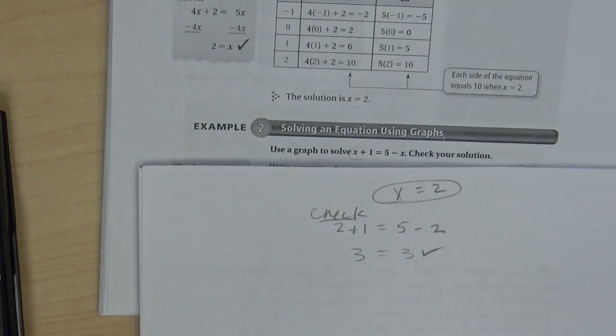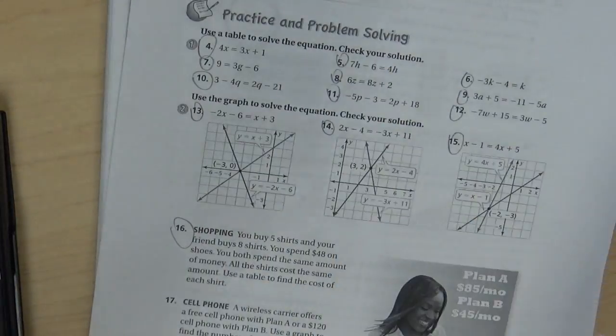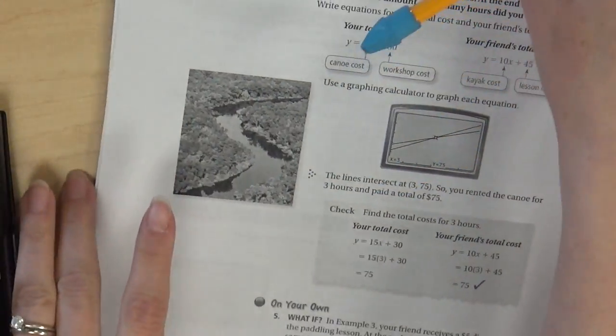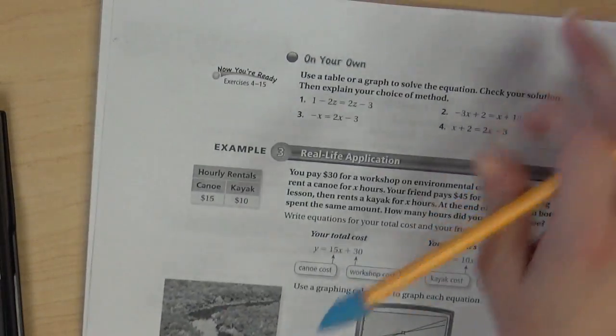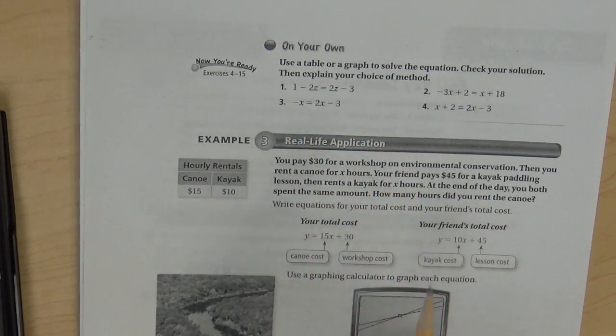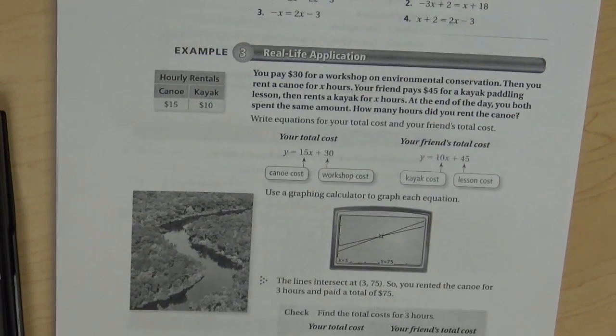So that's number 2. Now, let's see, what else have we got? So when you get to the actual exercises, I'm not going to do these, but it says use a table or a graph to solve the equation. So you can choose which way you want to do it. You could use the table, or if you happen to have a graphing calculator, you could do it that way. We're going to look at example 3.